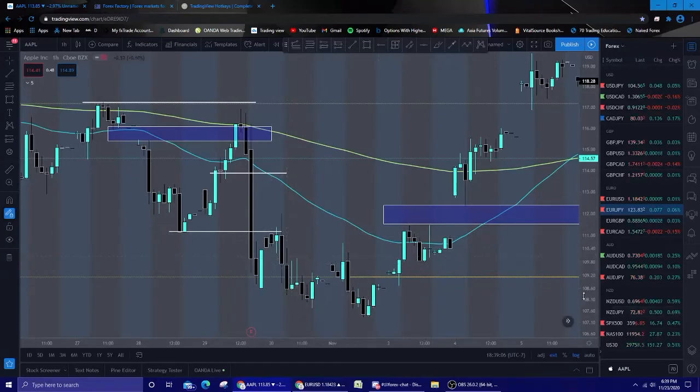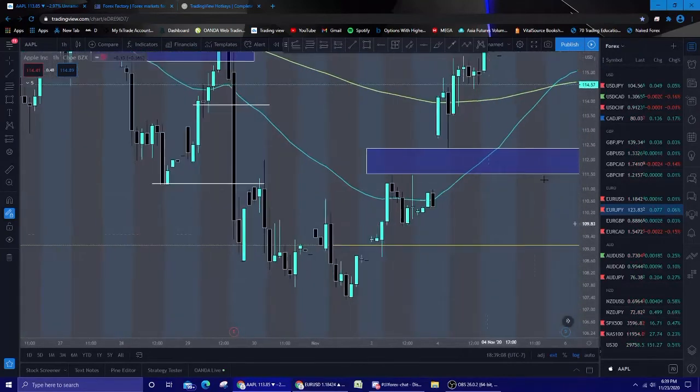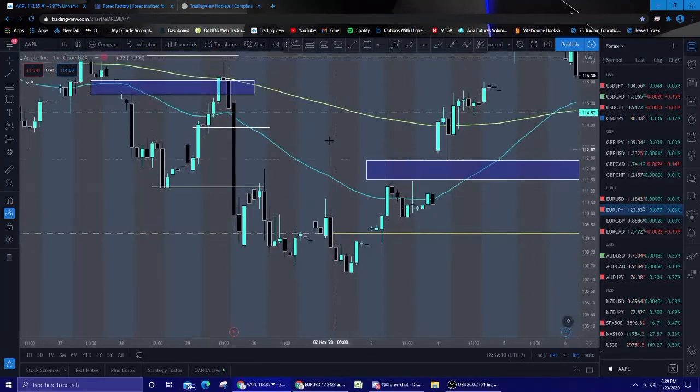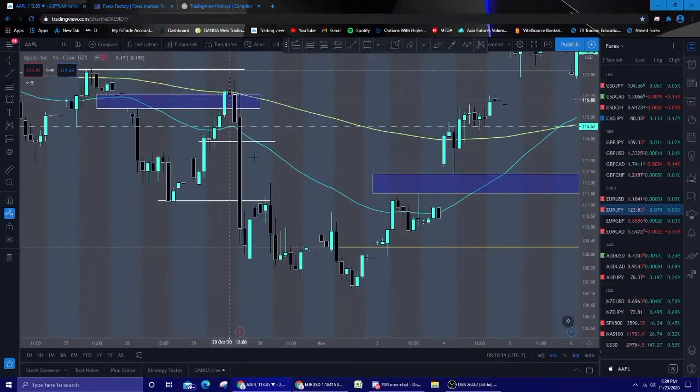So you can see right here, it did the exact same thing in stocks that it would in Forex, where we have a gap in price, break of the low, retest of the low, and we just got botted.